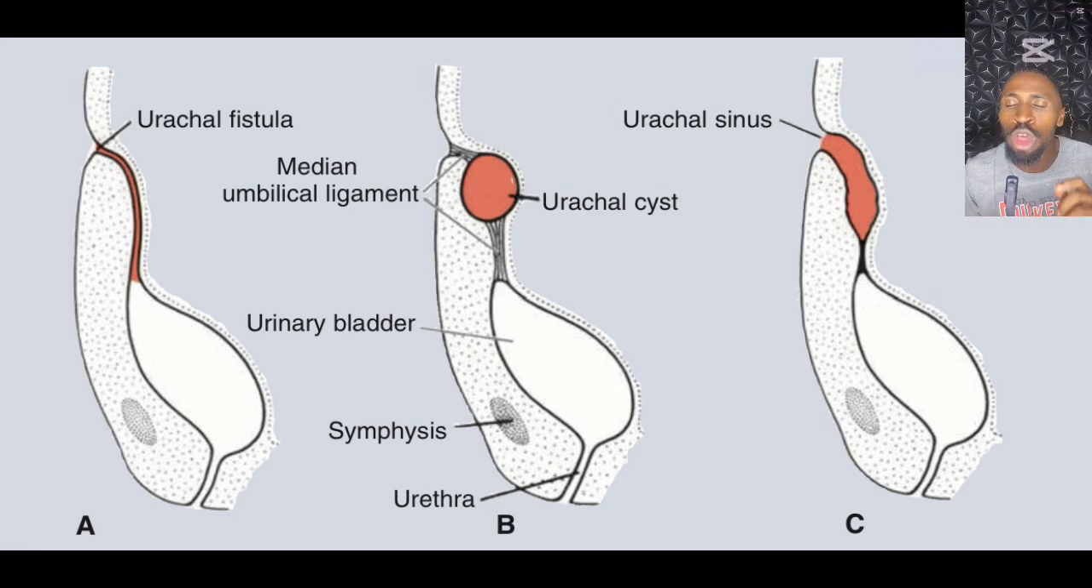The next one, if the upper part close to the umbilicus, the upper part of the allantois, persists, it will form a urachal sinus. So there are three: urachal fistula when the whole lumen persists. The next one is urachal cyst. The cyst is when the local area persists. And the last one, if the upper part of the urachus, which is the remnant of the allantois, persists, it will form what we call a urachal sinus, which sometimes is continuous with the bladder. So you have the urachal fistula, you have the urachal cyst, and you have the urachal sinus.